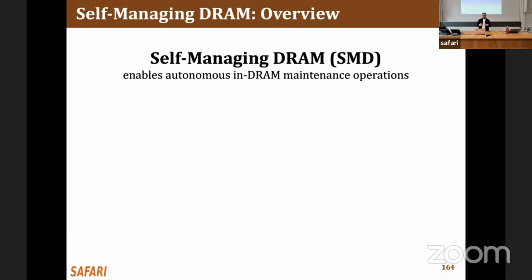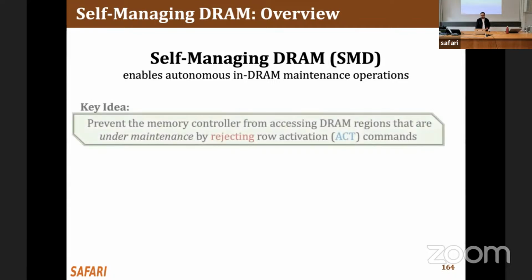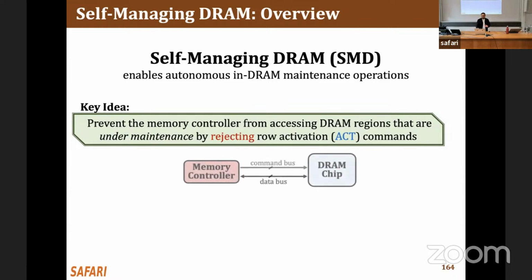So this is called self-managing DRAM. It enables autonomous in-DRAM maintenance operations. And the key idea is that we just need to let DRAM take some time off when it's needed to perform the maintenance operations. So it prevents the memory controller from accessing the DRAM regions that are under maintenance by rejecting the row activation commands to those. And it's a simple addition to the DRAM communication protocols.